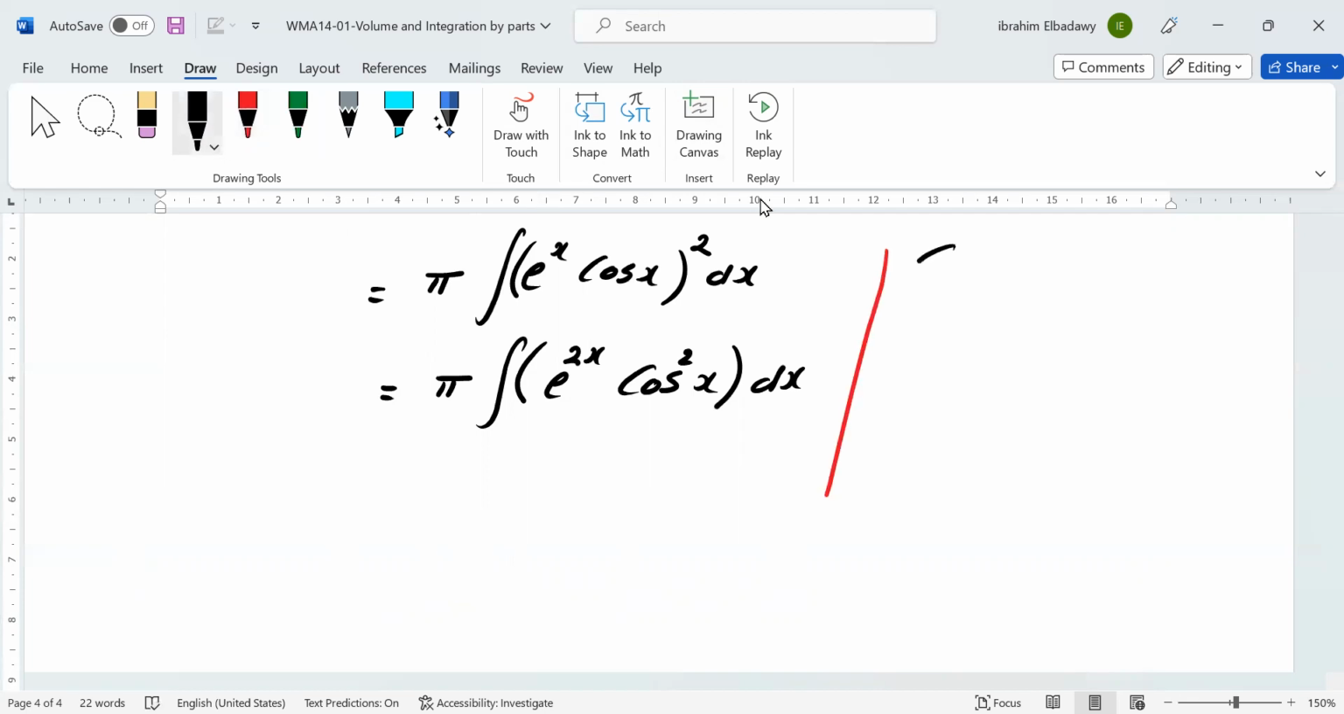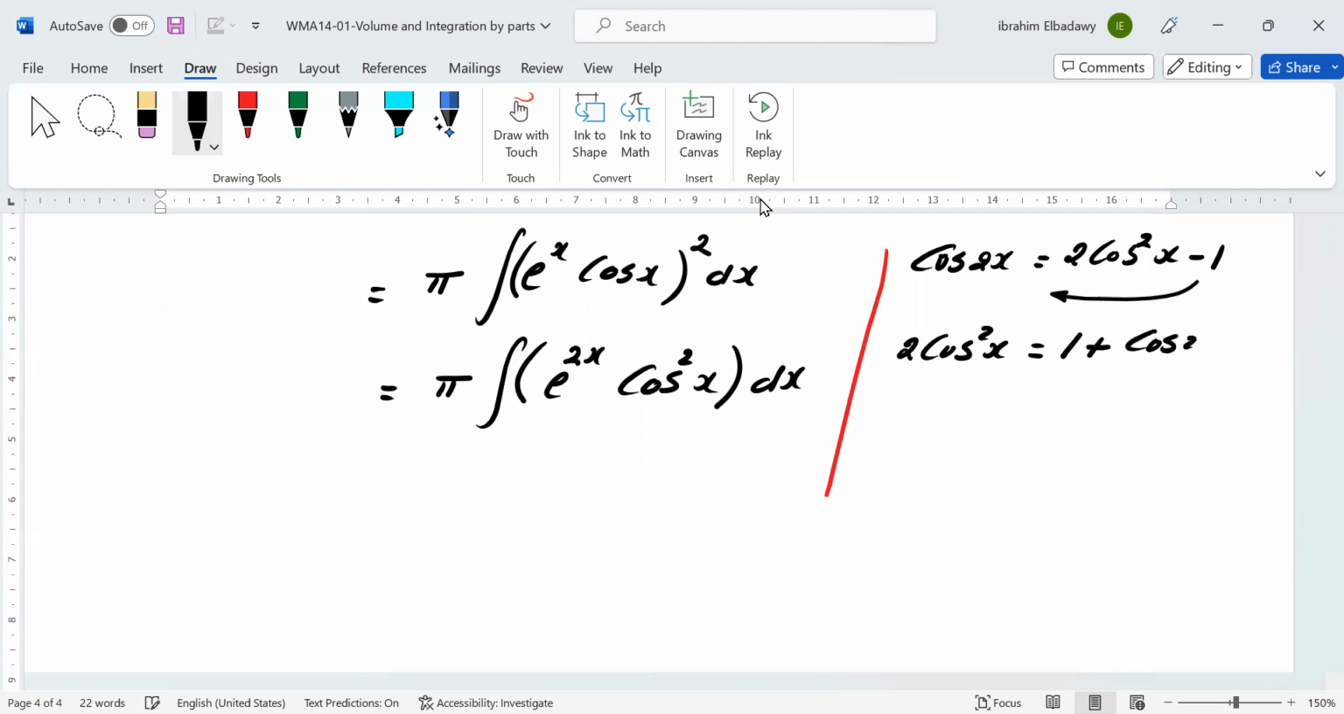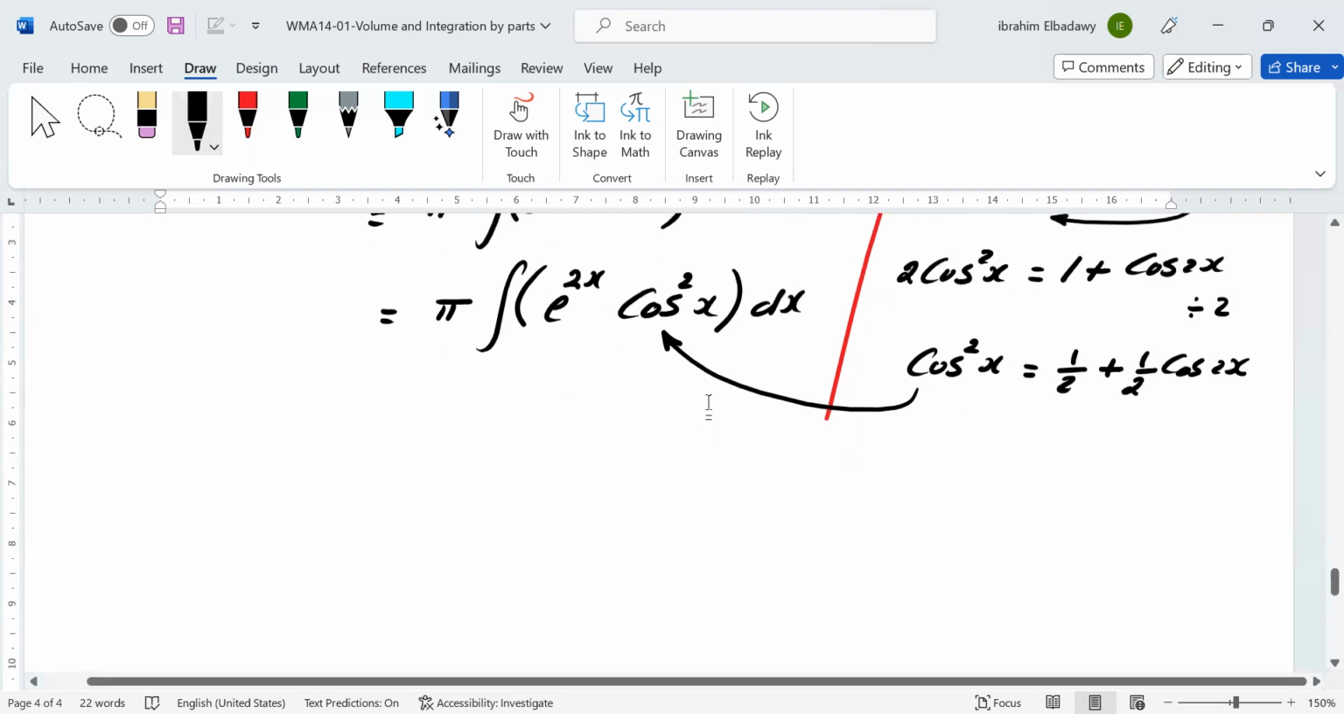It is very easy. You have the double angle cosine 2x equal to 2 cosine squared x minus 1. So you can move the 1 over, so 2 cosine squared x equals 1 plus cosine 2x. You can divide it by 2, so cosine squared x equals half plus half cosine 2x. In this part, you can substitute it. Instead of cosine squared, it will be half plus half cosine 2x. Then you convert cosine squared into cosine 2x.